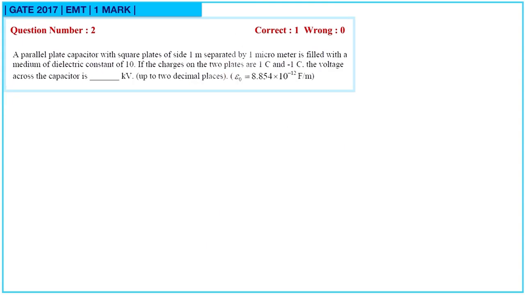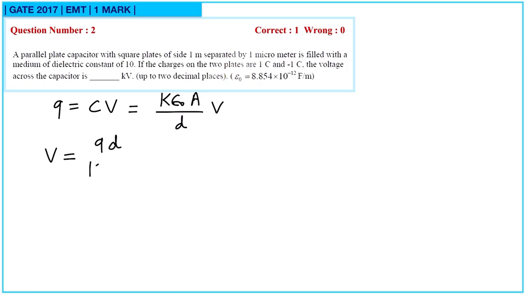Next question. A parallel plate capacitor with square plates of side 1 meter separated by 1 micrometer is filled with medium of dielectric constant 10. If the charges on the plates are 1 coulomb and minus 1 coulomb, the voltage across the capacitor is. Now we know charge is equal to C into V, and C is capacitance, and capacitance is equal to K epsilon naught A by D into V. So from here V is equal to Q into D upon K epsilon naught into A.